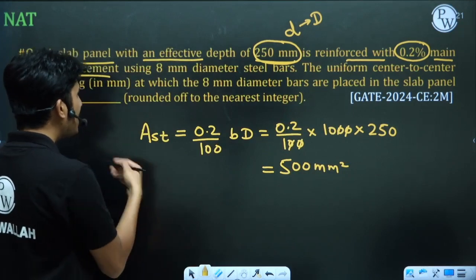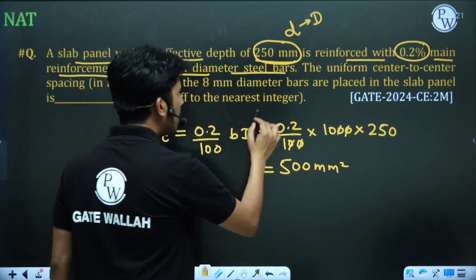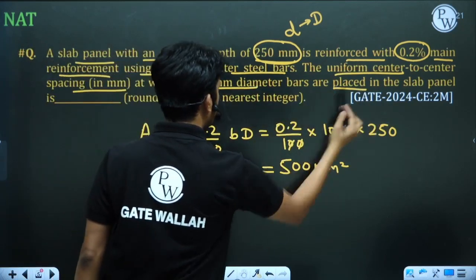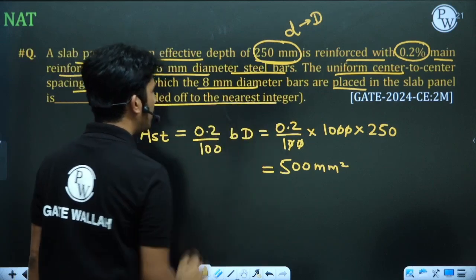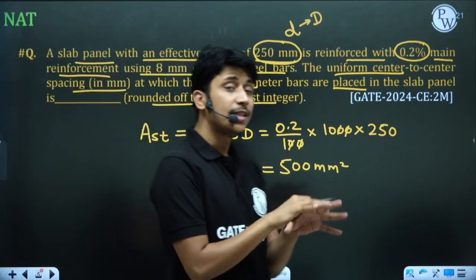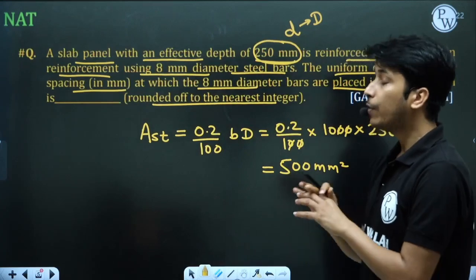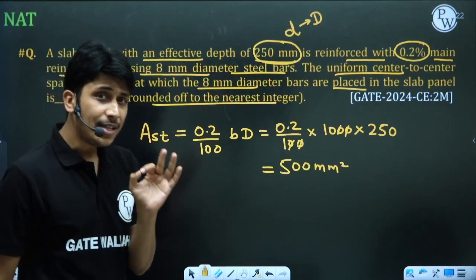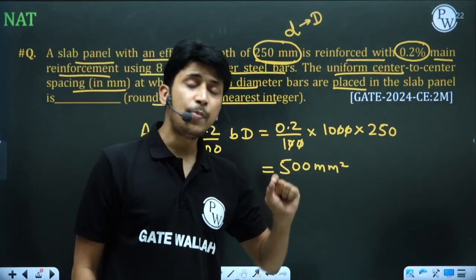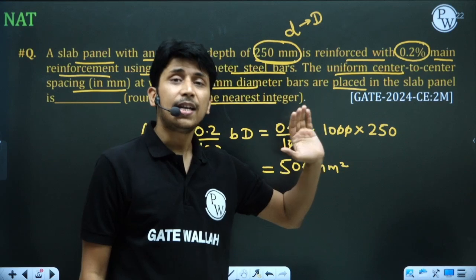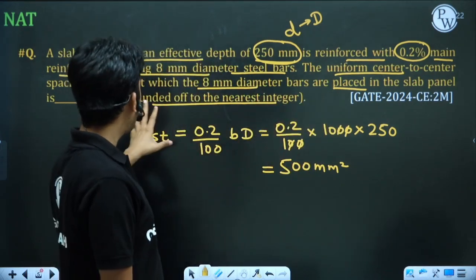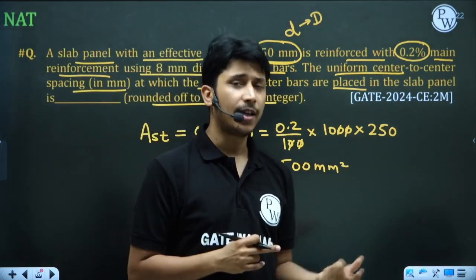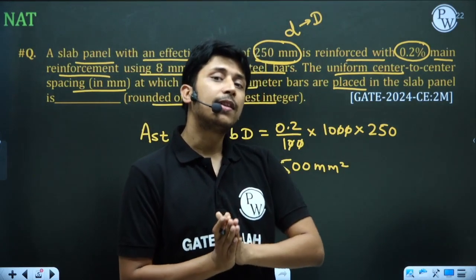Now spacing is asked using 8 mm diameter bars. The uniform center to center spacing in mm, at which 8 mm bars are placed in the slab panel, rounded off to the nearest integer. Rounded off to the nearest integer, which means this was a numerical answer type question. There were no options present. So you have to calculate, first of all, always calculate the answer 3 points after decimal and then give the answer as per request. Suppose it is asking the nearest integer, don't worry. First we will calculate 3 points after decimal and then we will give the answer as nearest one.